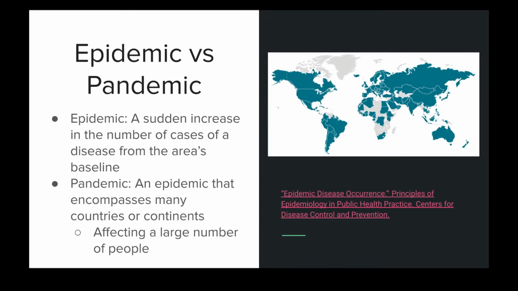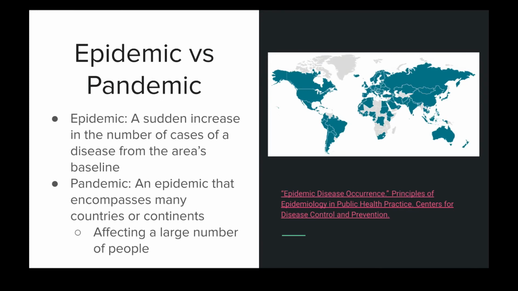Now let's look at the definition of epidemic versus pandemic. An epidemic is a sudden increase in the number of cases of a disease from the area's baseline. So an epidemic is specifically targeted at an area or a region. And it just means that there is a large or sudden increase in the number of cases from the baseline. And the baseline is the amount of cases that area has per year. And it just indicates that there was a large spike in cases in that region.